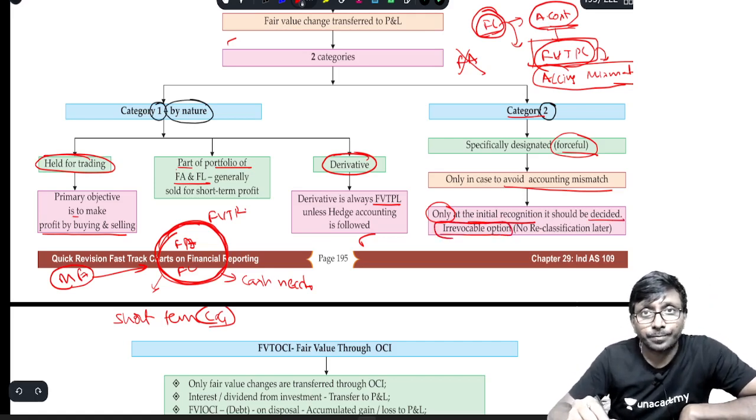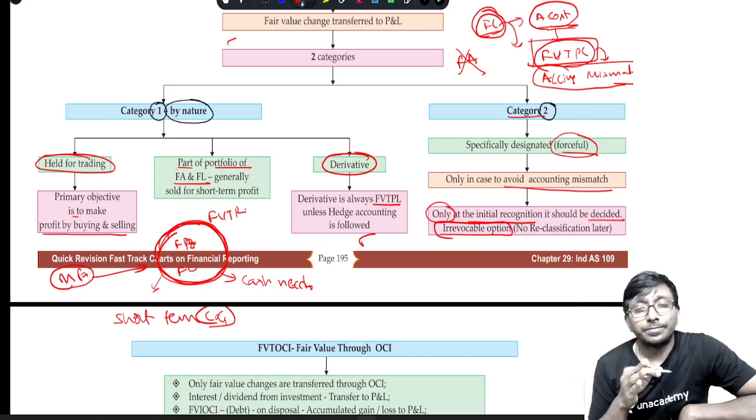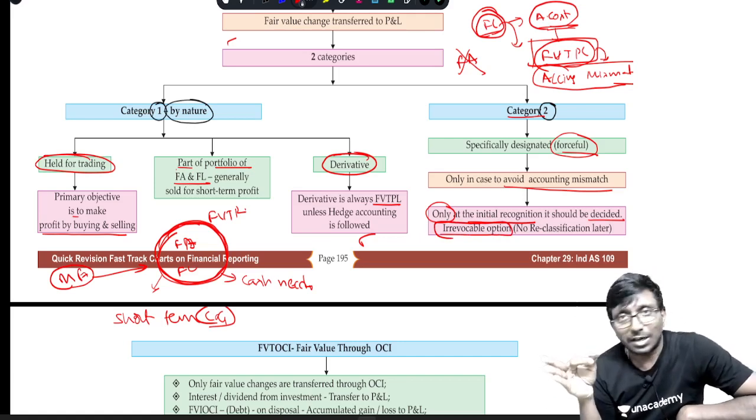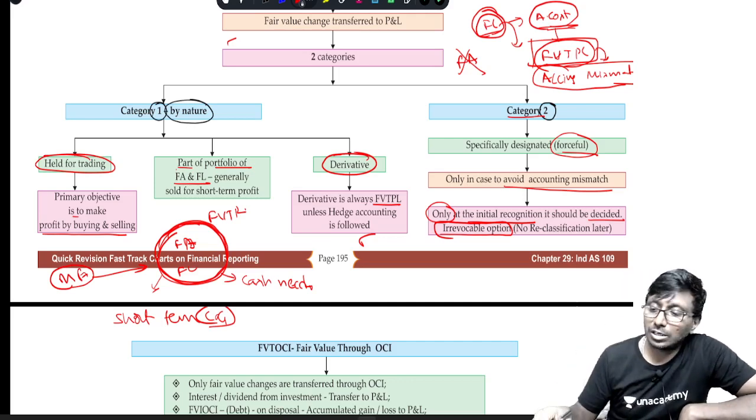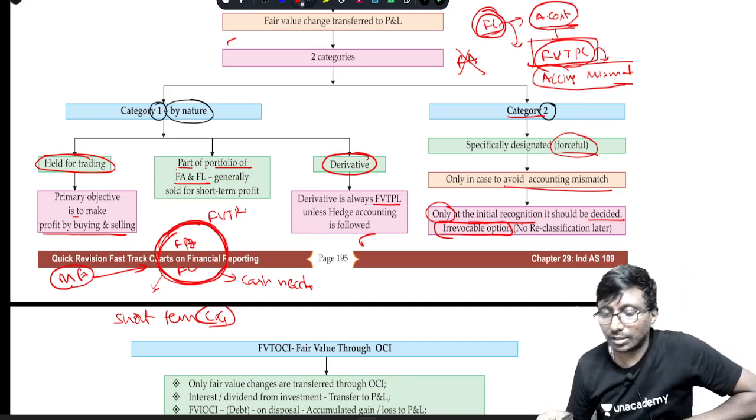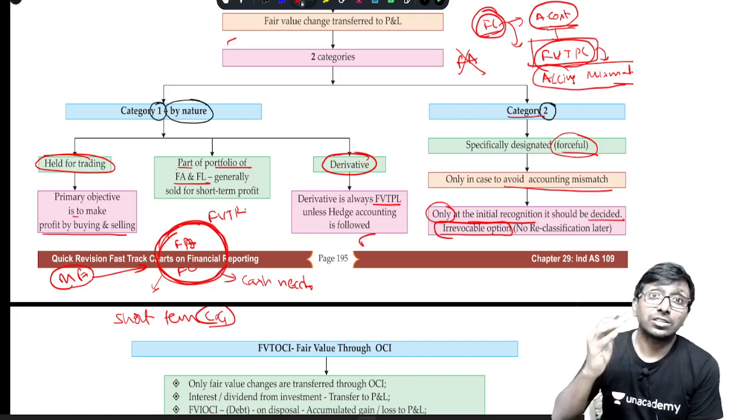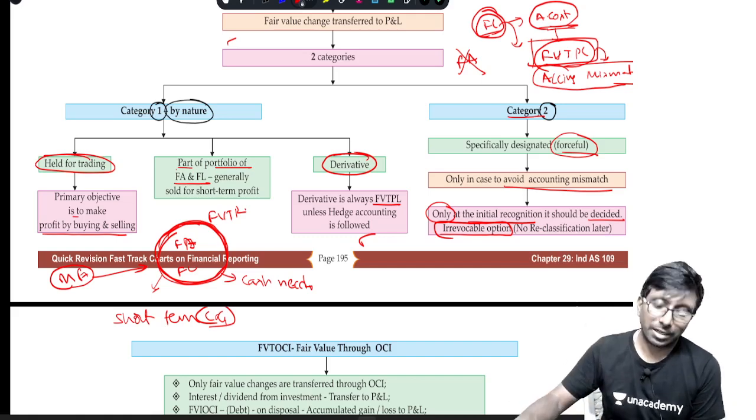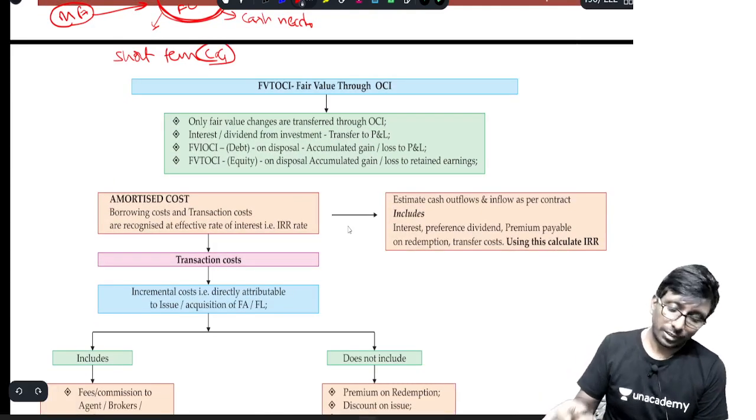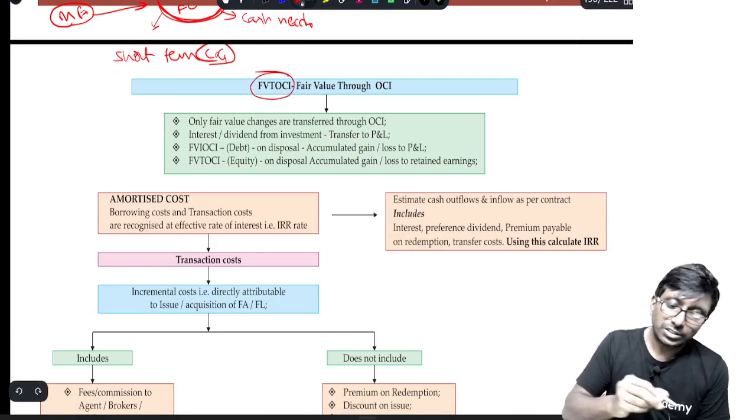It is an irrevocable option. Irrevocable option means a financial liability generally is at amortized cost, but forcefully you can bring it to FVTPL. But once you bring it to FVTPL, you cannot go back to amortized cost in the future. That is the matter we are trying to tell you. Fine. Next, FVTOCI.